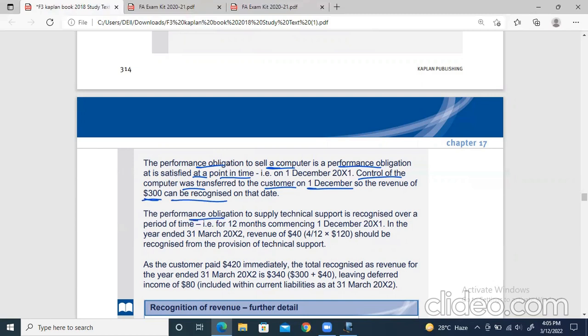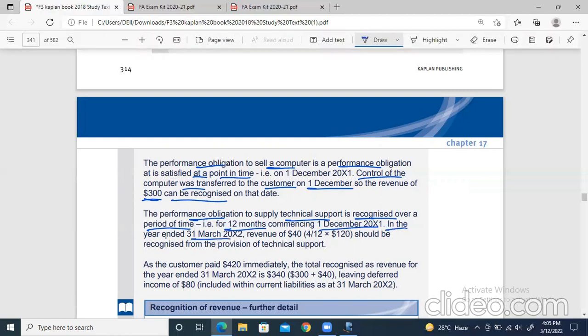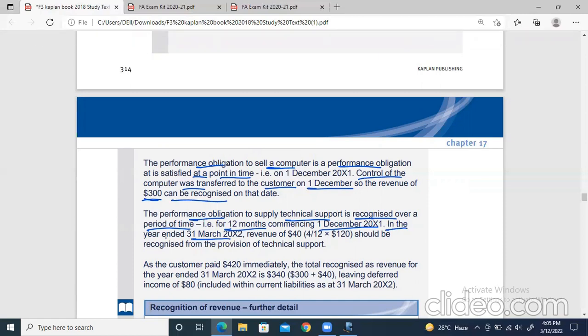Now the performance obligation to supply technical support is recognized over a period of time, right? Because there was 12 months technical support, 12 months warranty, we can say. It was starting on 1st December because this was the first day. In the year ended 31st March 2022, because 31st March is a year end, how many months are there? December, January, February, March. Only 4 months. So at the year end, only 4 months will have been passed.